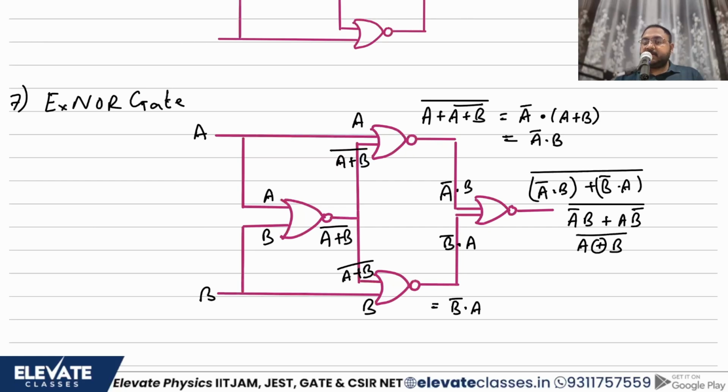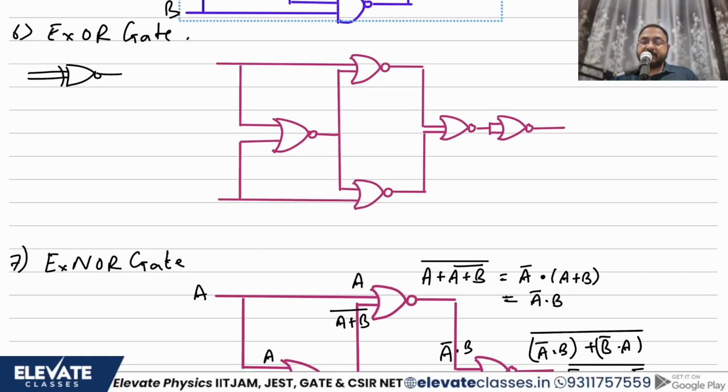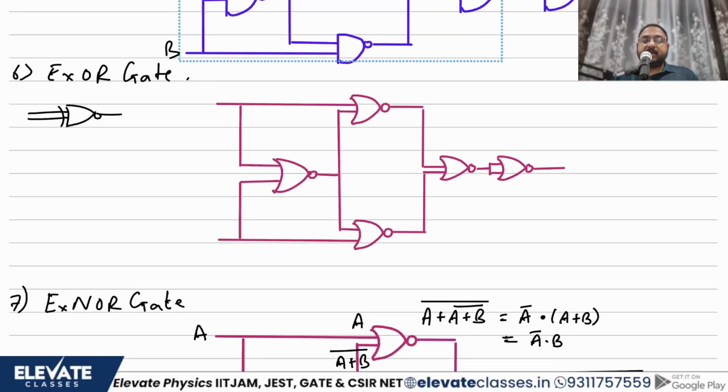What is the complement of XOR? It is nothing but XNOR. A XNOR B will be the final answer, right? So this is how you can make an XNOR gate. And then how can you make an XOR gate using NOR gates? Very simple. Use the same circuit and just add a NOT operator to it.